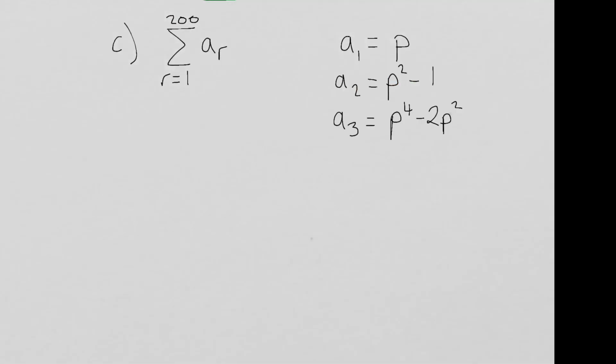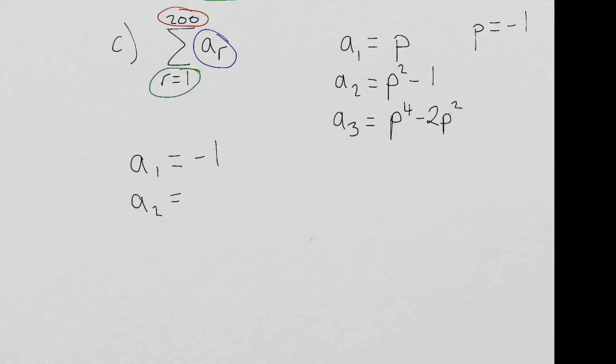Okay, so here is the next part of the question. It's asking you to find the sum of the first 200 terms beginning from the first term for this sequence that you've been given. So on the side I've written out a couple of pieces of information. We know that A1 was equal to P, and we worked out in the previous part of the question that P is equivalent to -1. So our first term is in fact -1. Our second term is -1 squared, which is 1, take away 1, and that's 0. We were told that on the last part, but no harm in doing it again.